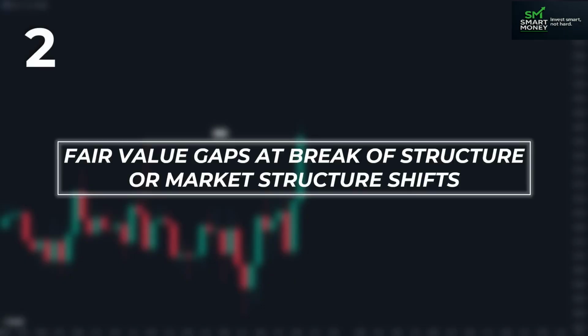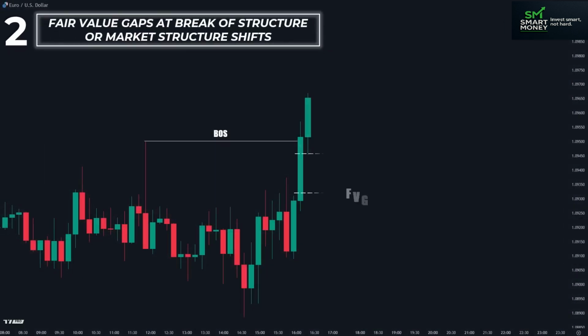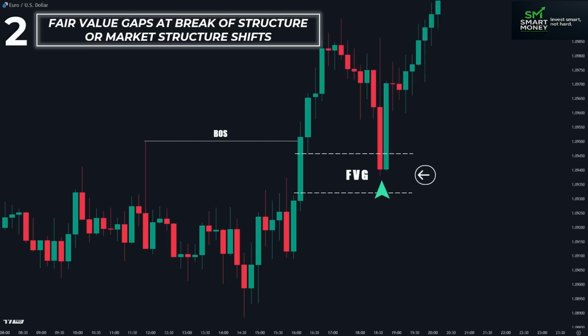Number 2. Fair value gaps at break of structure or market structure shifts. FVGs that form during a break of structure or those that trigger a market structure shift are statistically more reliable. If you spot a fair value gap created as a result of a break of structure, like the one shown here, it's a sign of strong momentum and institutional activity. These gaps are more likely to act as solid support or resistance. Price often returns to fill them before continuing in the same direction, offering a great trade opportunity.